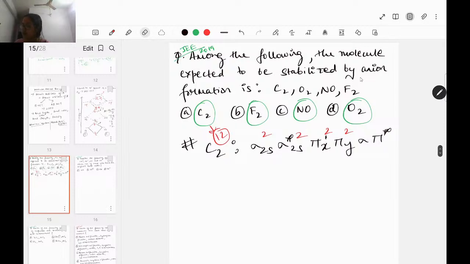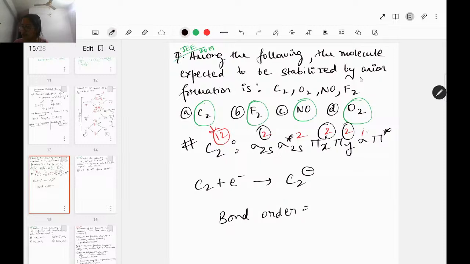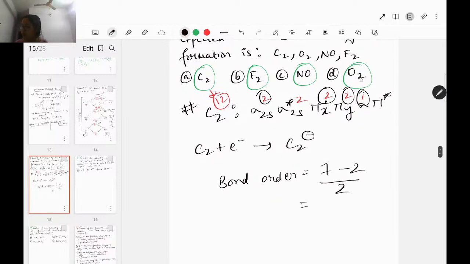The question was that among the following, the molecule expected to be stabilized by anion formation. So we have to add one electron to C2 to make it C2 minus. If we add one electron, we get one electron in the bonding molecular orbitals. The bond order over here is 7 minus 2 by 2. What is the bond order now? 5 by 2, which is 2.5.